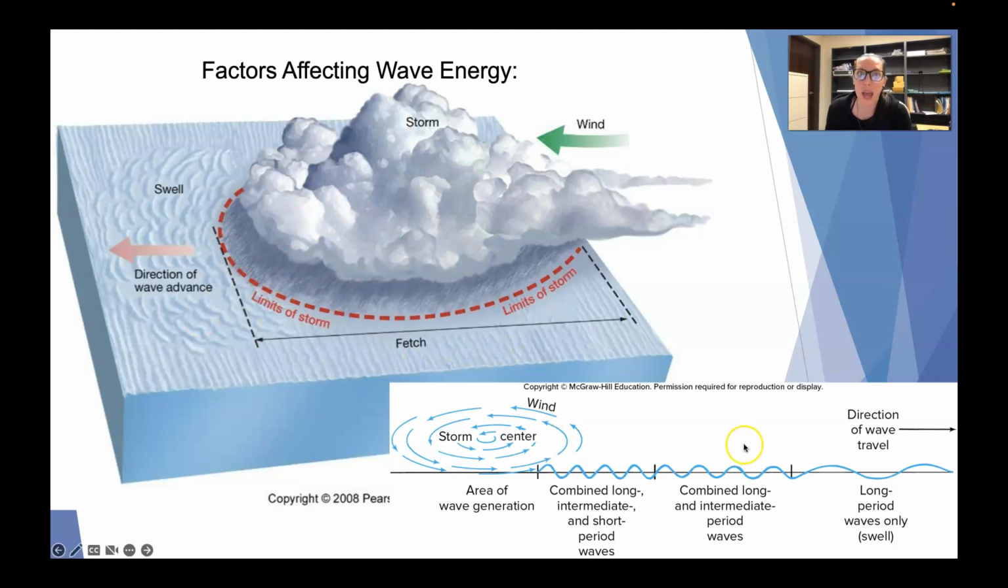So the further away that a wave is from the center of a storm, the longer the wavelength gets and the period of the waves also decreases. So there's less energy the further you get from the storm center, from where the most intense winds are, but it can still emanate further out from that storm. So the stronger the winds, the greater the waves.